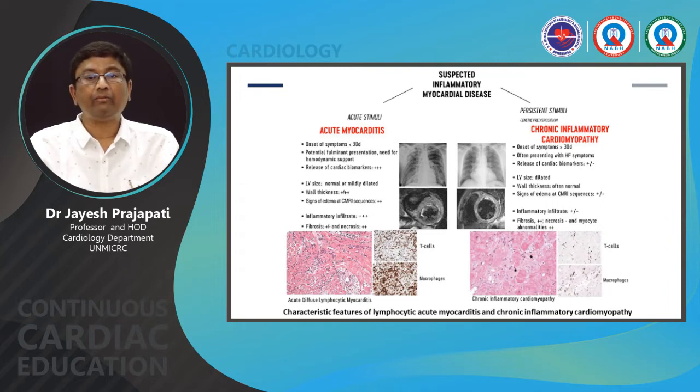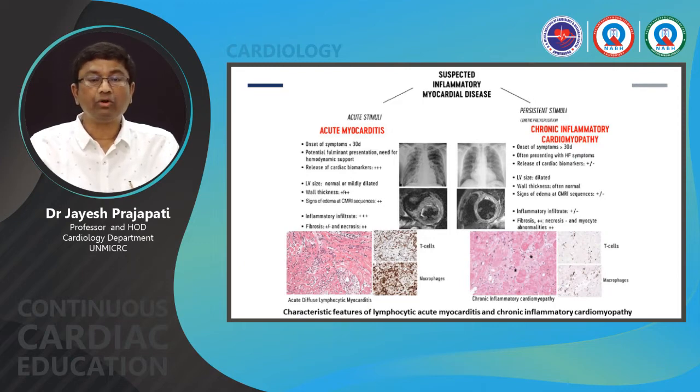What happens in chronic inflammatory cardiomyopathy? There is a persistent stimulus, onset of symptoms more than 30 days, often presenting with heart failure symptoms. Release of biomarkers may or may not be there. Troponin will be a little elevated, but not as highly elevated as in acute MI. LV size is dilated. Wall thickness is often normal because the inflammatory phase has gone. Signs of edema on MRI may or may not be there. On biopsy, there will be inflammatory infiltrate, and basically more fibrosis, with necrosis and some myocyte abnormality. You can say T cells and macrophages will be low.